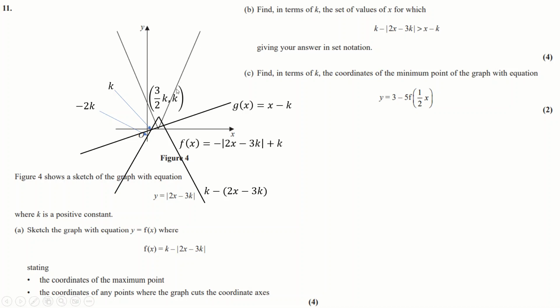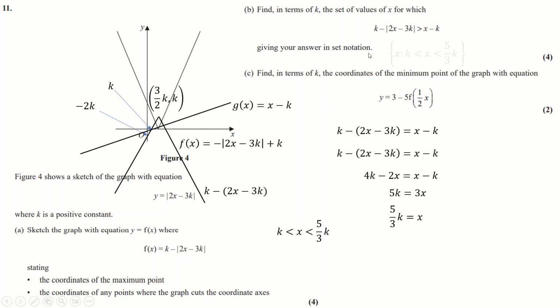But right here, this line is just 2x minus 3k. So when I flipped it over, it just became minus (2x minus 3k) in brackets, I guess. And then we added k up. So we actually don't need the mod function here to compare it with this line, to find the intersection between this and this, because the line is just acting normally here. This is just the original line. So I can just say this, and then I can solve that, and I'll get x is 5/3 k apparently. And then I can say, well, okay, the solution is between k and 5/3 k. It wants it in set notation, so we just do that, I guess, and we have our answer.